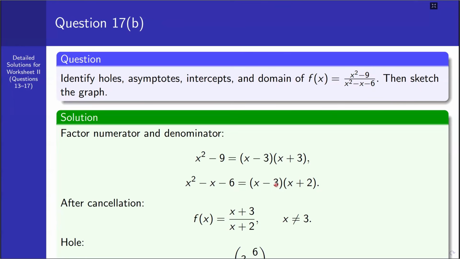So minus 3 must not be within the domain of this rational function. What will be at 3? This rational function will have a hole. If we substitute 3 for x in the simplified form, 3 plus 3 is 6, 3 plus 2 is 5, so 6 over 5 could be the hole.